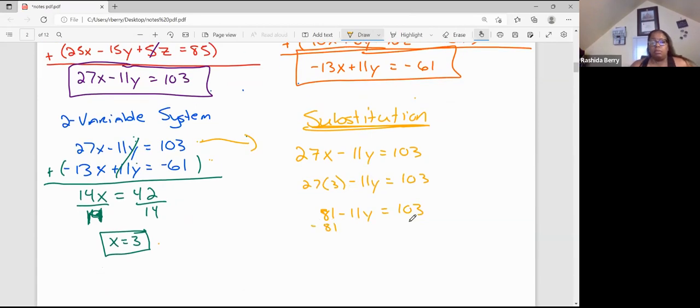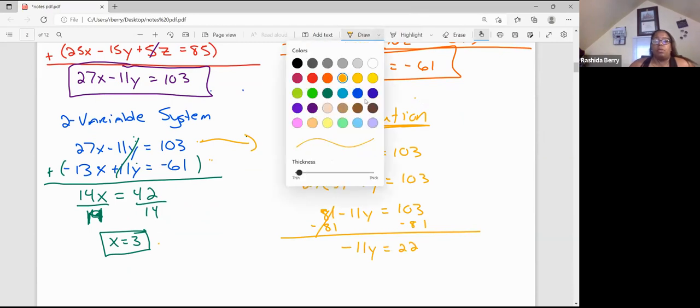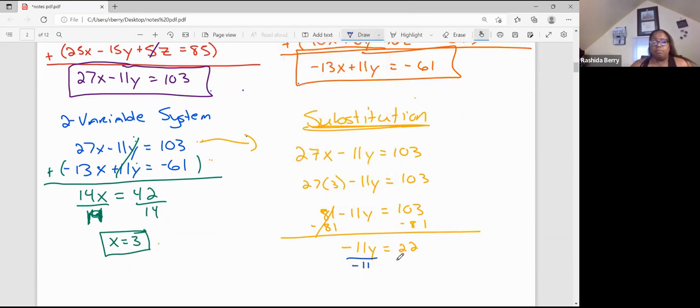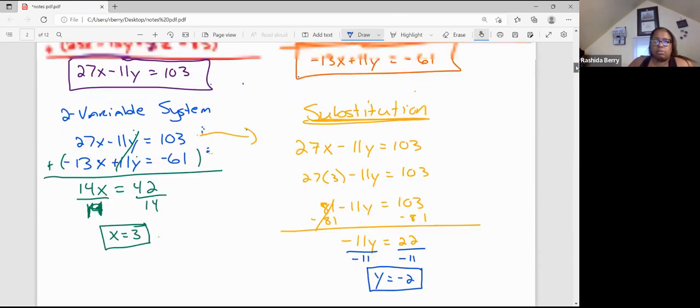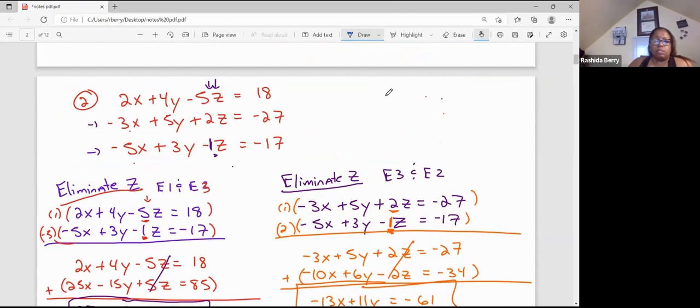Subtract the 81. So that's going to leave us with negative 11y equals 22. Divide that by negative 11. And we get y is negative 2. All right, we're doing pretty good. So we got y equals negative 2. And now we want to go back and get the third variable. Again, there's no third variable with the two variable system. So we have to go all the way back to one of the top two equations.